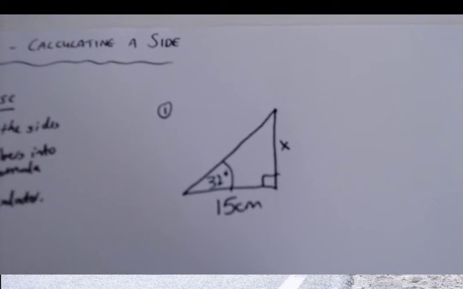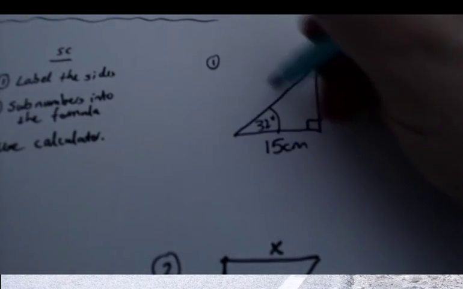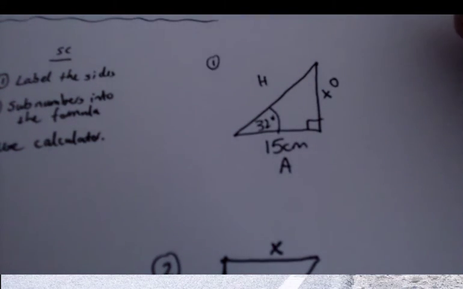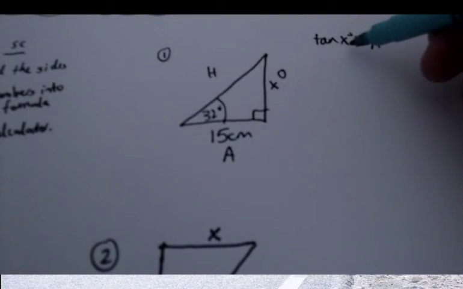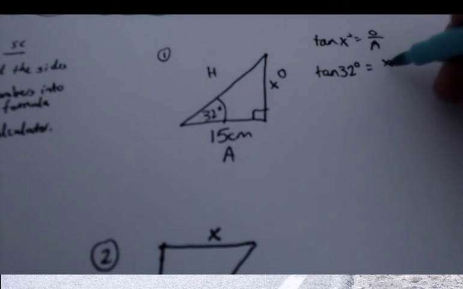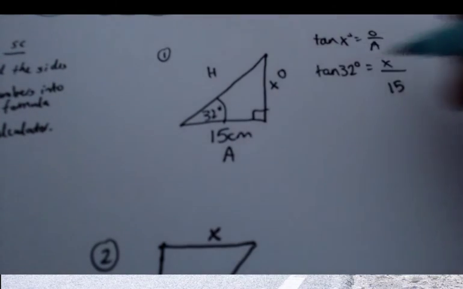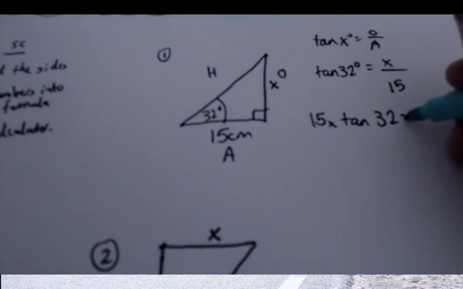So, there's number 1. Pause the video, give it a go. Right, so I'm standing at 32, so there's the opposite side, there's the hypotenuse, and there's the adjacent. I write down my rule. Tan x is the opposite over the adjacent. I fill in the numbers. Remember, the angle goes here, so the angle is 32. So tan 32 equals the opposite, which is x, over the adjacent, which is 15. I get the x by itself by moving the 15 over to this side where it multiplies. 15 times tan 32 will equal x.